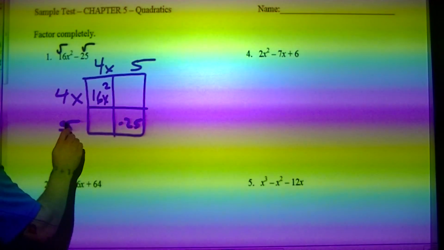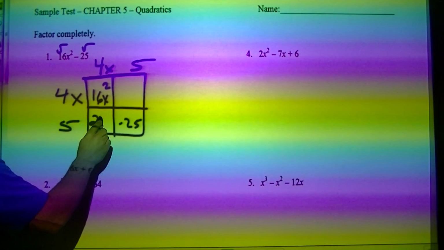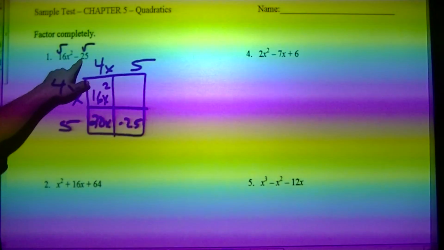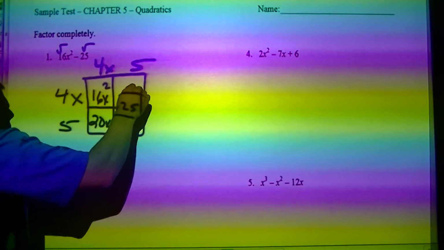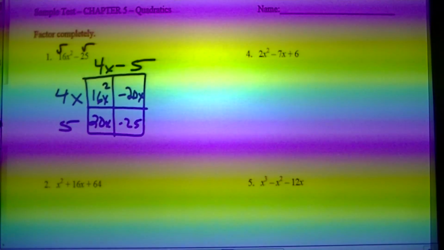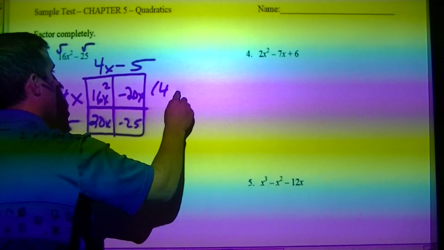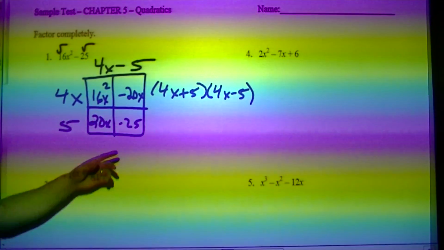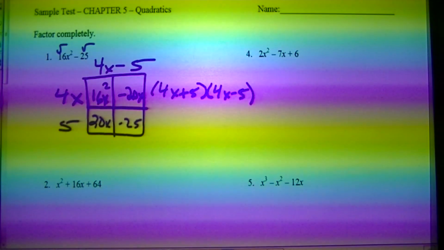In this box, if I multiply 4x times 5, I get 20x. These have to add up to give me my middle term. My middle term here is 0, so this has got to be negative, which we know about the boxes, that makes that negative. So my factors are 4x plus 5, 4x minus 5. Basically, when you have a missing middle term, you're taking square roots, one's positive, one's minus.